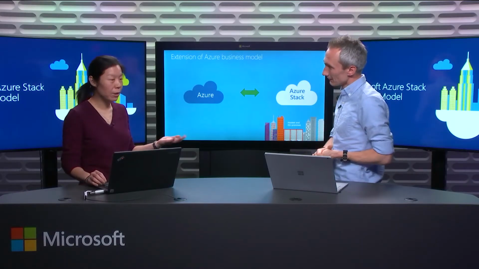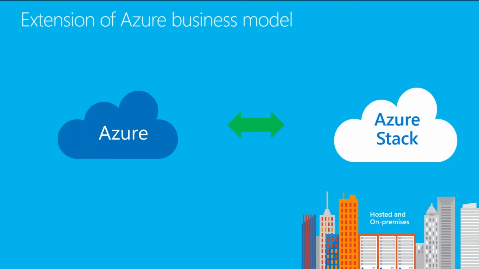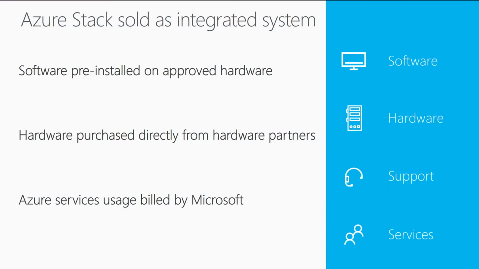Yeah, so in the same way that Azure Stack is an extension of Azure, the Azure Stack business model is just an extension of the Azure business model. So what does that mean? I've heard Azure Stack is sold as a hardware and software integrated system. That's right. So the software comes pre-installed on approved hardware, and that hardware is purchased directly from our hardware partners, and they dictate the business model and the pricing there.